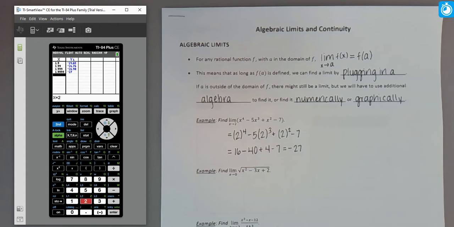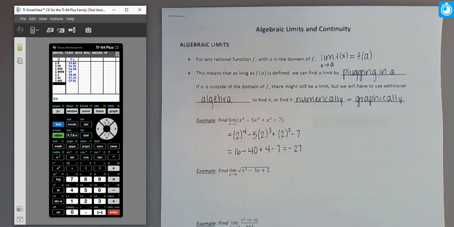So larger than 2 but close to 2. So maybe something like 2.1, which is fairly close. 2.01 is a little bit closer. 2.001, even closer. And again, we're seeing the same kind of behavior. So notice we're also approaching negative 27 from the other side. So because we're approaching that same common value both from the left-hand side and from the right-hand side of x equals 2, that's our confirmation that this limit value does make sense.